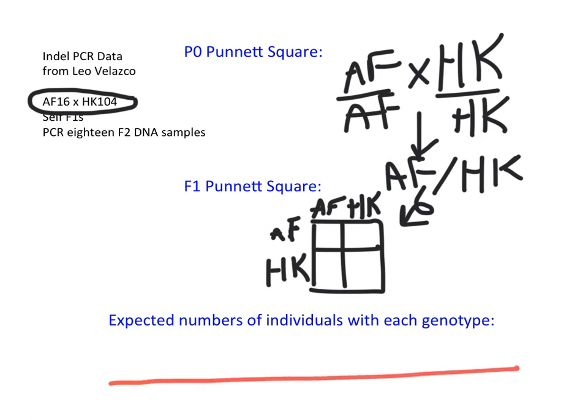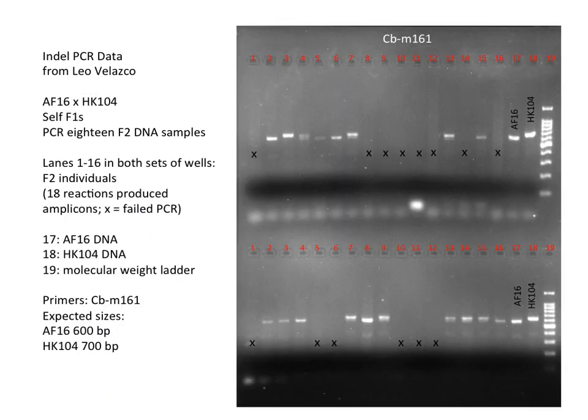On the next slide, I'm going to walk you briefly through, so think about doing this, probably on the review guide, study guide for the exam. Here are actual data. So this is what he did. He made those F2 individuals. They've got some sort of combination of AF16 and HK104 versions of genes.